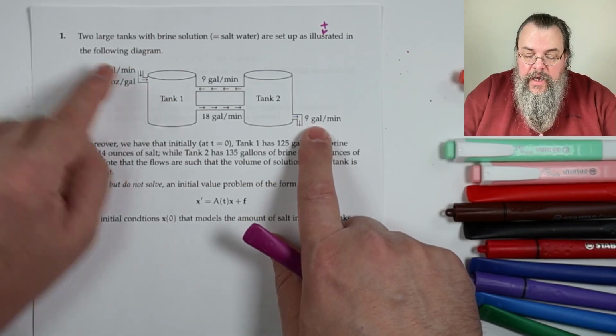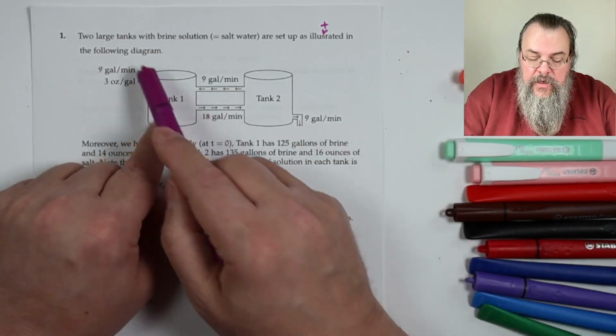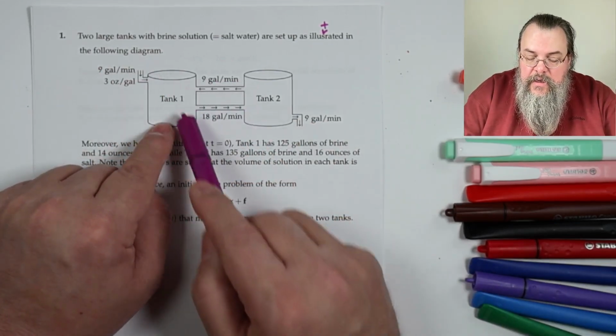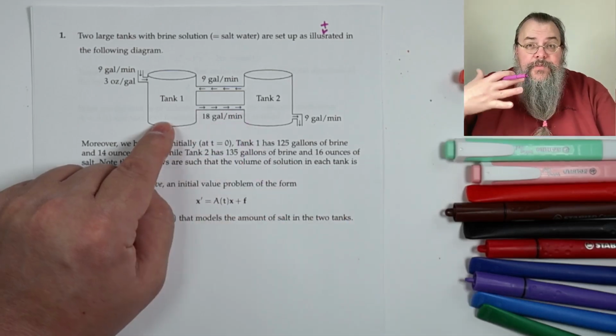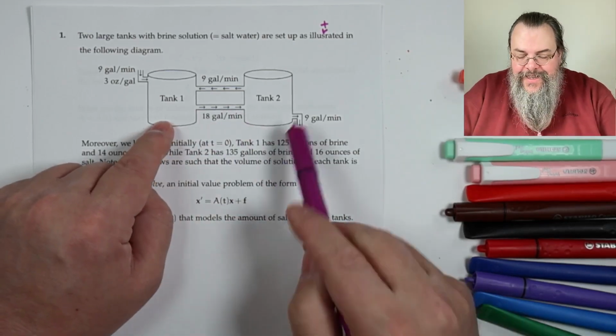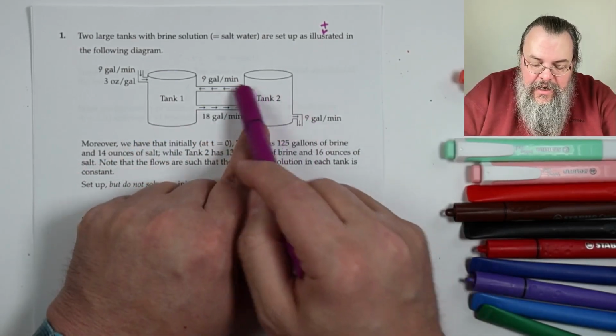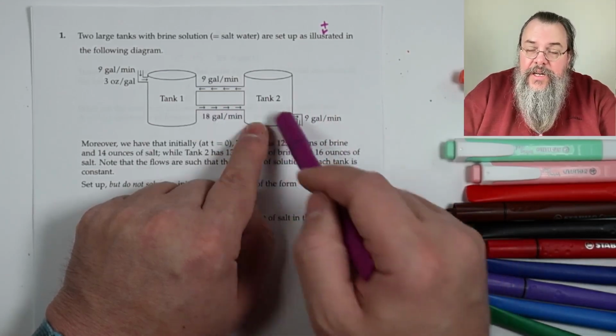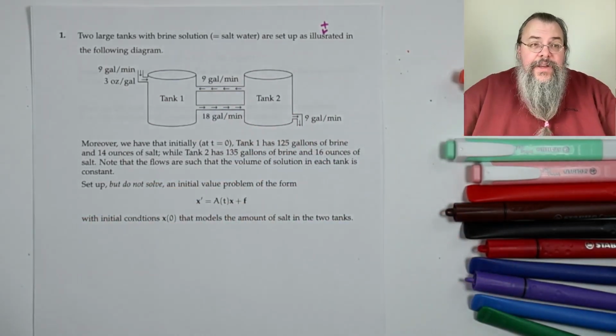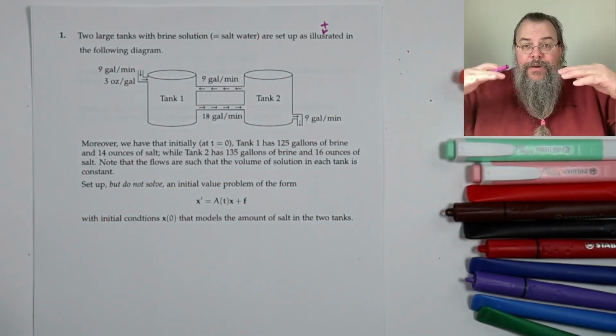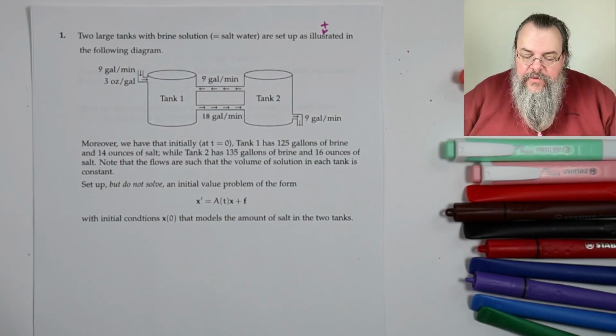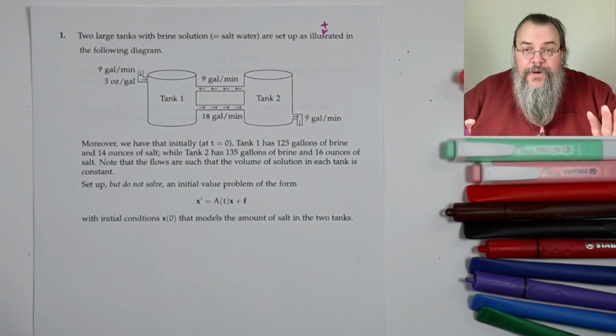Good. And if you look at each individual tank, you get 9 plus 9 in, 18 out, which means net 0. In this tank, 9 and 9 out, 18 in, net 0. So that means nothing's going up in terms of water level, nothing's going down. Whew, good, that makes things simpler.